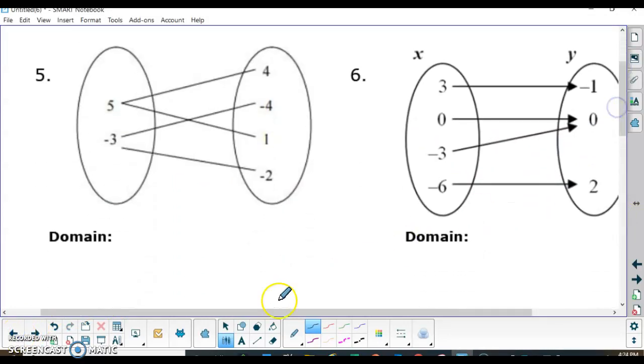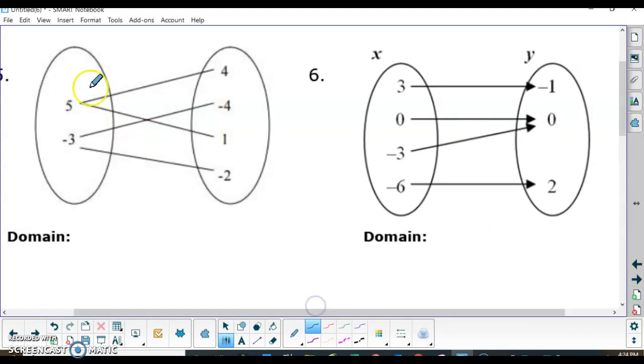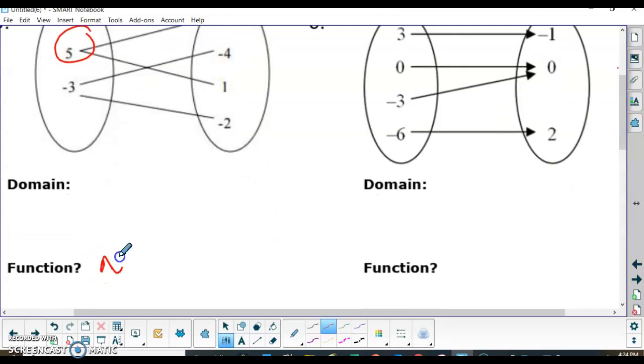Okay, so on the next page, we have a couple of mapping diagrams. All right, so the key here is if we look at an input value over here, this is our domain. I have a 5 that comes out twice and goes to 2 different values. You can see it goes to different values. So no, this is not a function. I can answer that very quickly. No, not a function. And your domain is listed here for you.